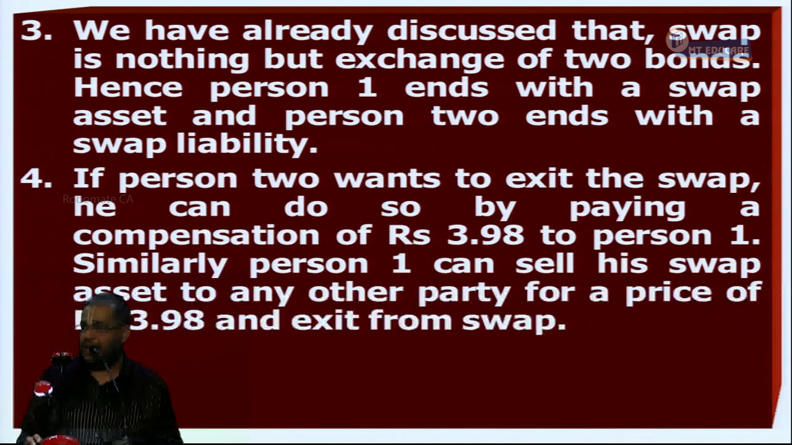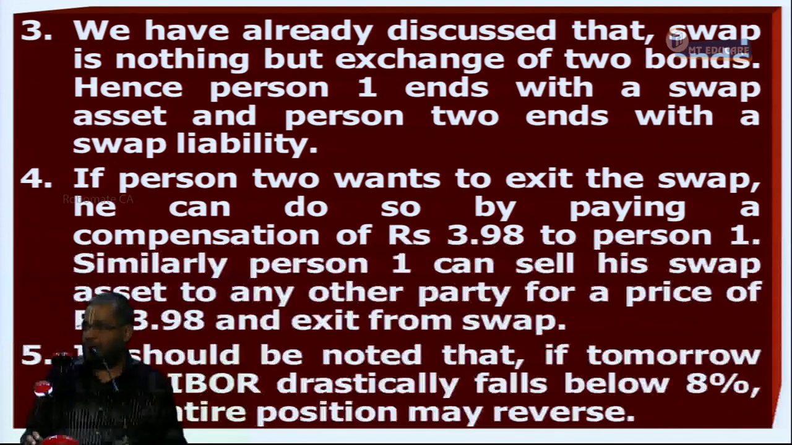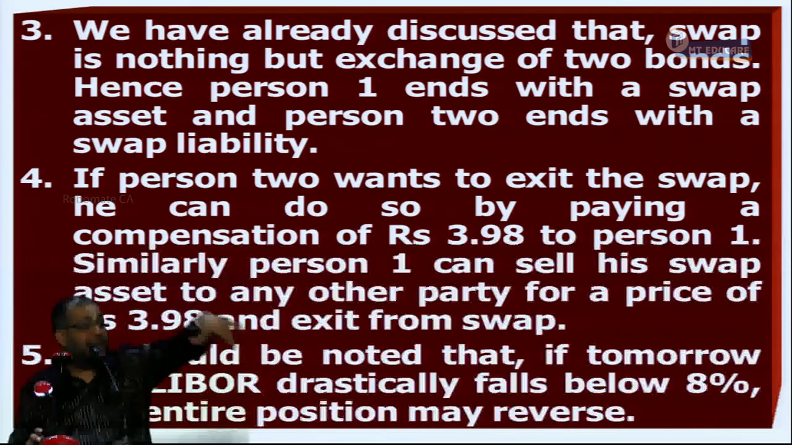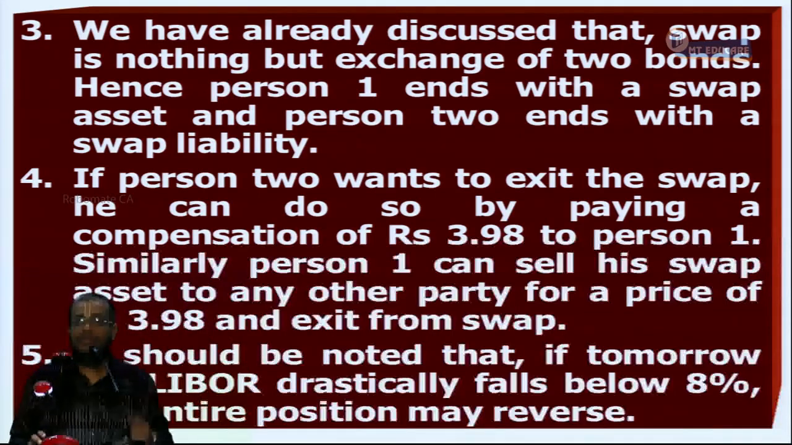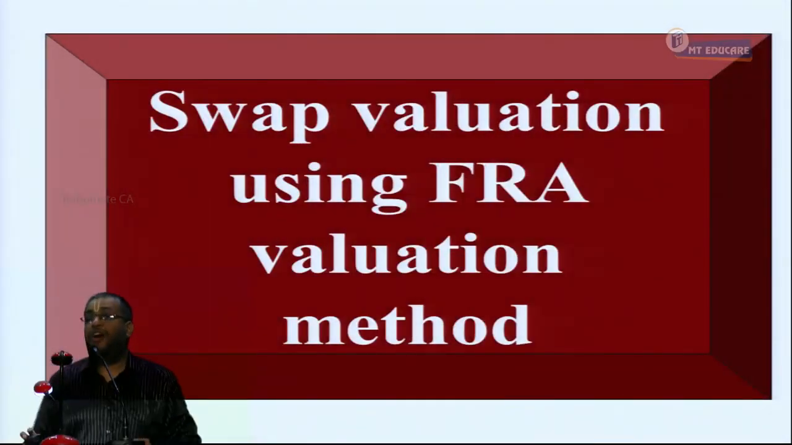A swap liability. All this has been already explained. If person 2 wants to exit from the swap, he can do so by paying what? A compensation of 3.98 to person 1. So, if person 1 can sell the swap and asset to any other party, for a price of how much? 3.98. It should be noted that if tomorrow the LIBOR drastically falls below 8%, the entire position may reverse. Understood? Okay.